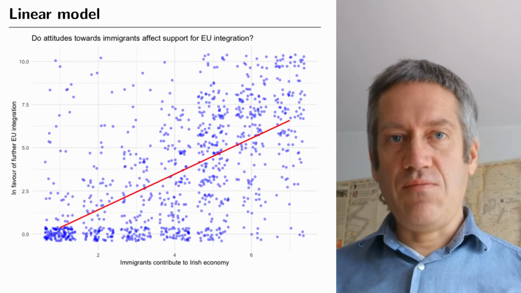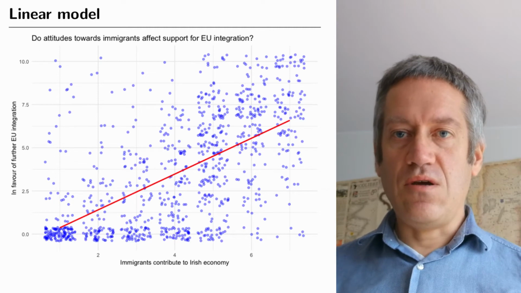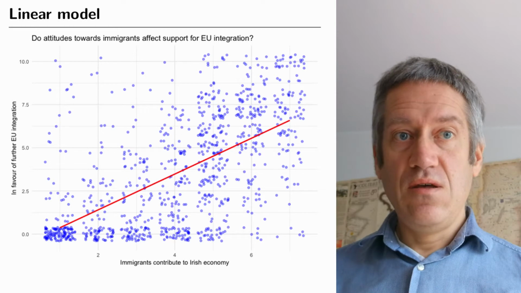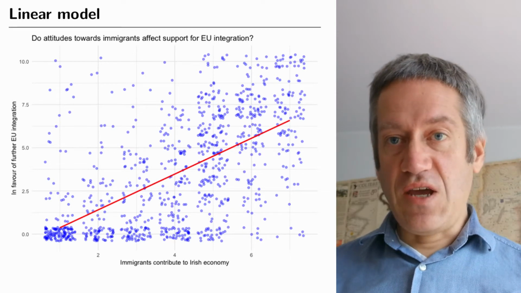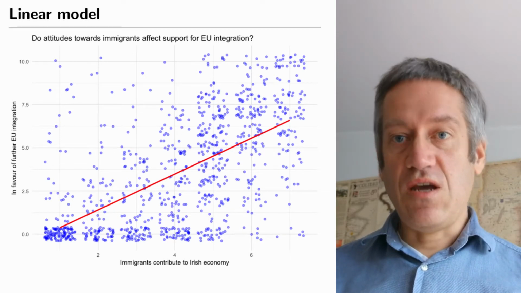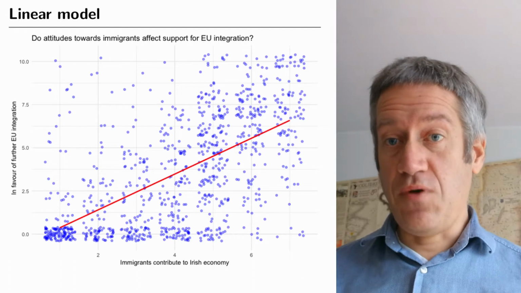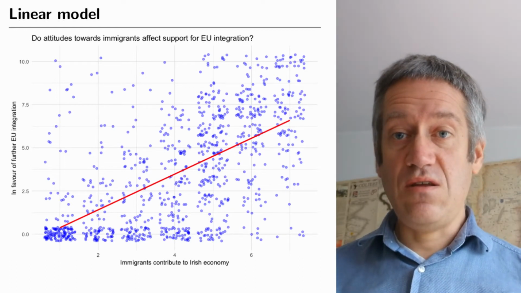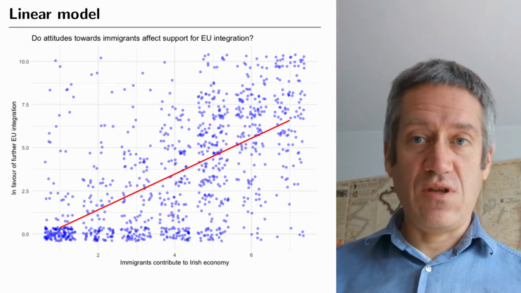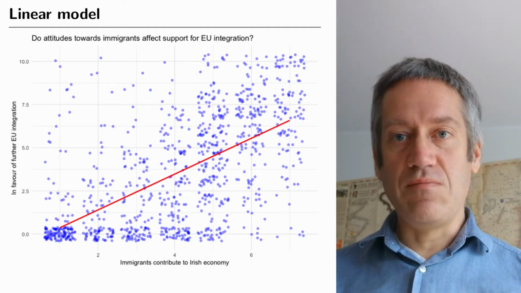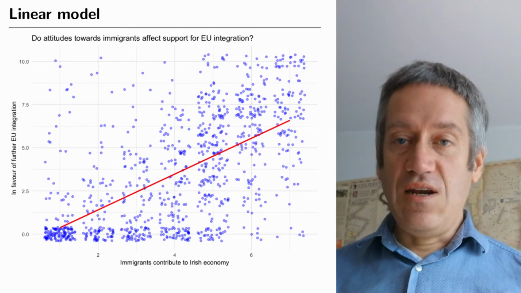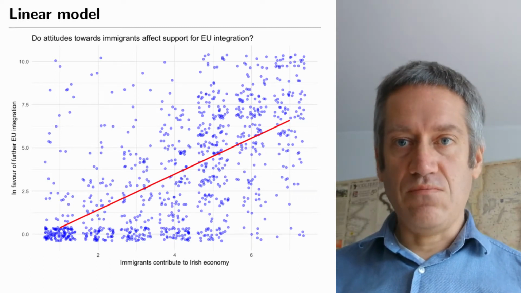So here's an example of people responding in a survey that immigrants contribute to the Irish economy, and whether they favor EU integration or not. And those who think that immigrants have a positive effect on the economy are much more likely to support European integration than people who do not think immigrants have a positive impact on the economy. So we can see that there is a relationship between those two. And linear regression is about estimating this model.